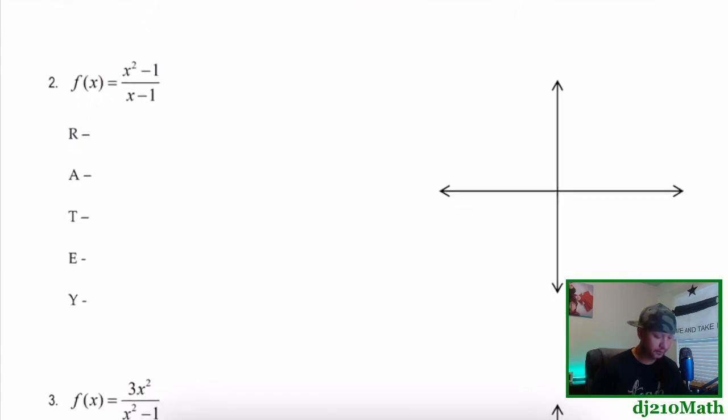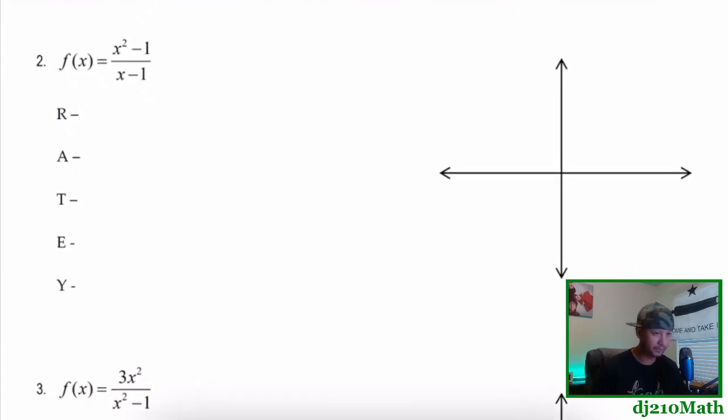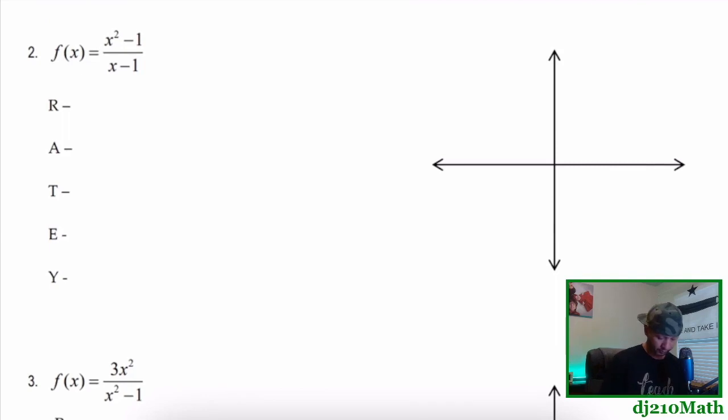All right, here's our first top heavy problem. So first thing I'm going to do is factor the top. That's a difference of squares. X minus 1, x plus 1, x minus 1 in the bottom. All right, so the first thing I notice is that x minus 1 is going to cancel.